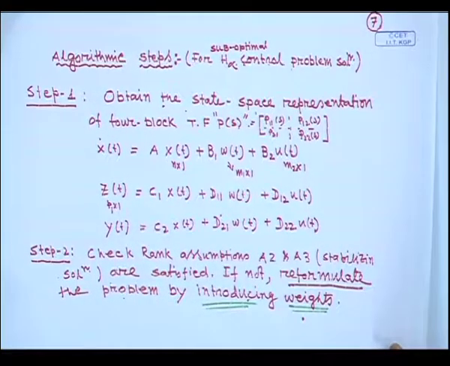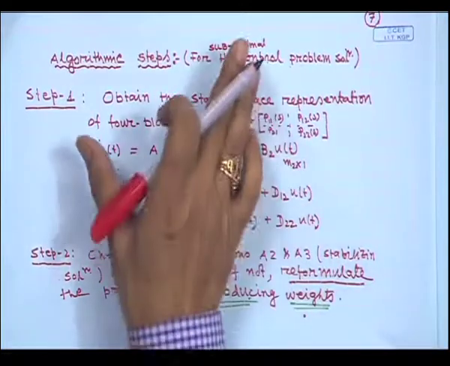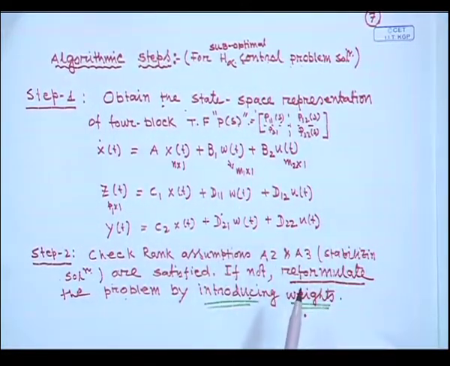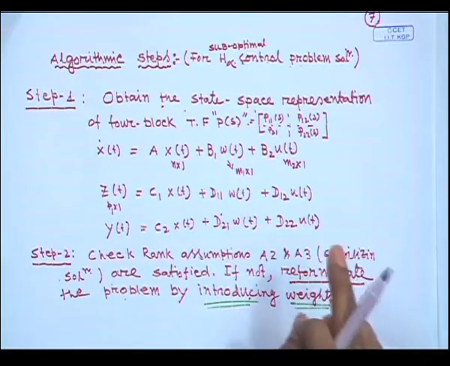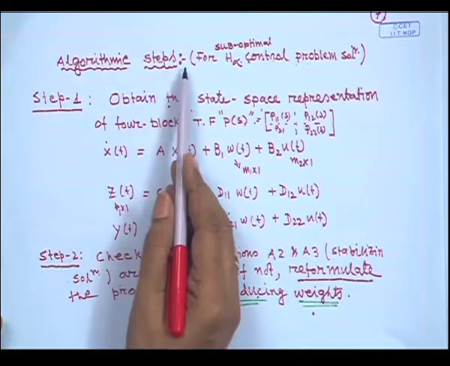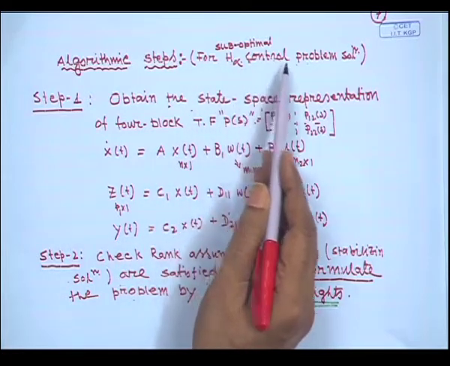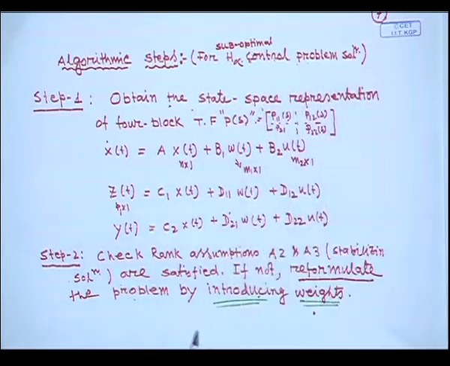So, as I told you, I will not go into the detailed derivation of the standard H infinity control problem. We will just write the algorithm steps for how to design the suboptimal H infinity controller K(s). So, our algorithm steps for the suboptimal H infinity control problem solution.